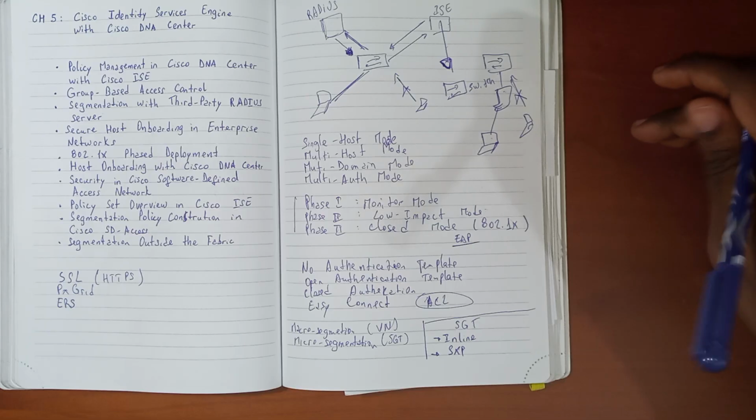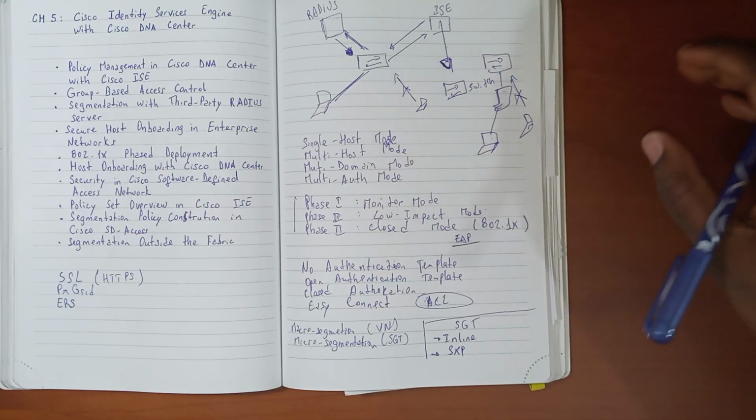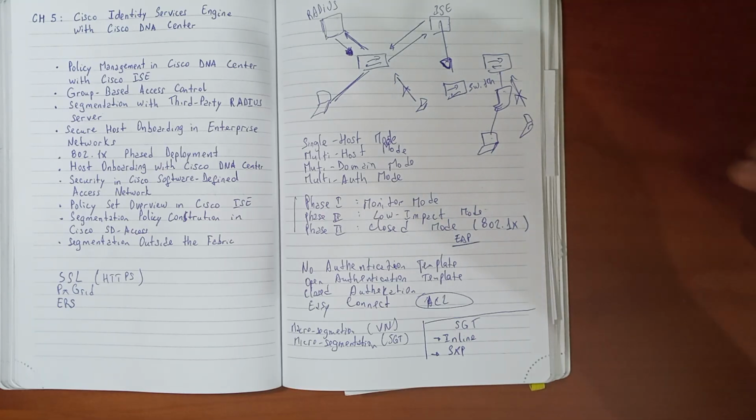What is chapter number 5? Cisco Identity Services Engine with Cisco DNA Center.